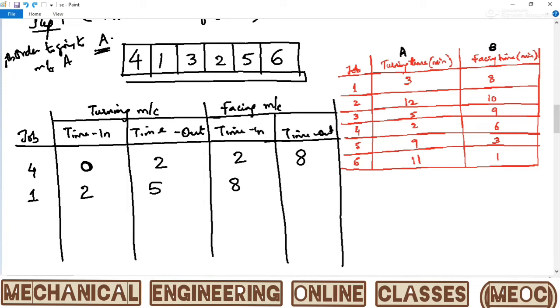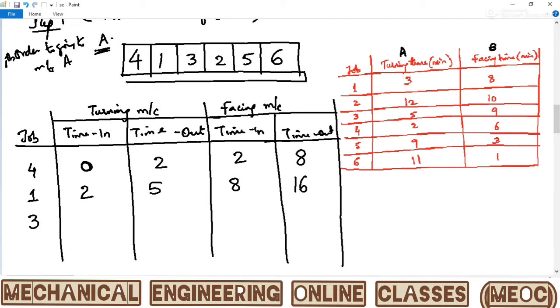Now how much time does it need on the facing machine? It is 8. So from 8 it needs 8 minutes. So the total is 16. Alright, so in the first 16 minutes our job 1 is also ready. Then job 1 has finished its turning in the 5th minute, right? So now job 3 will go. Job 3 will go to the turning machine.